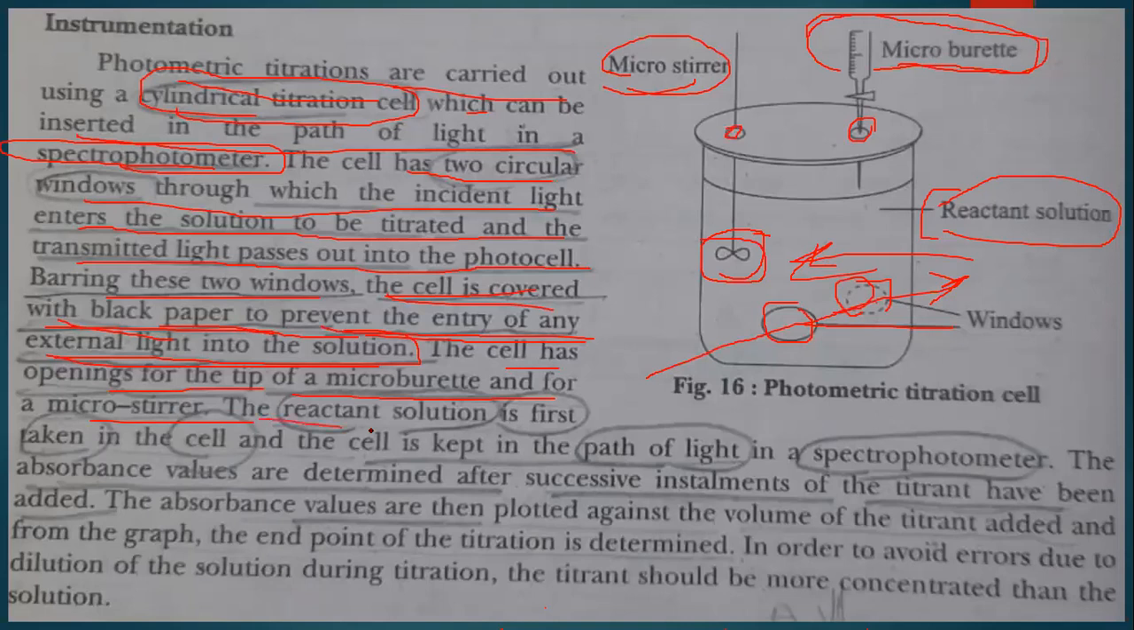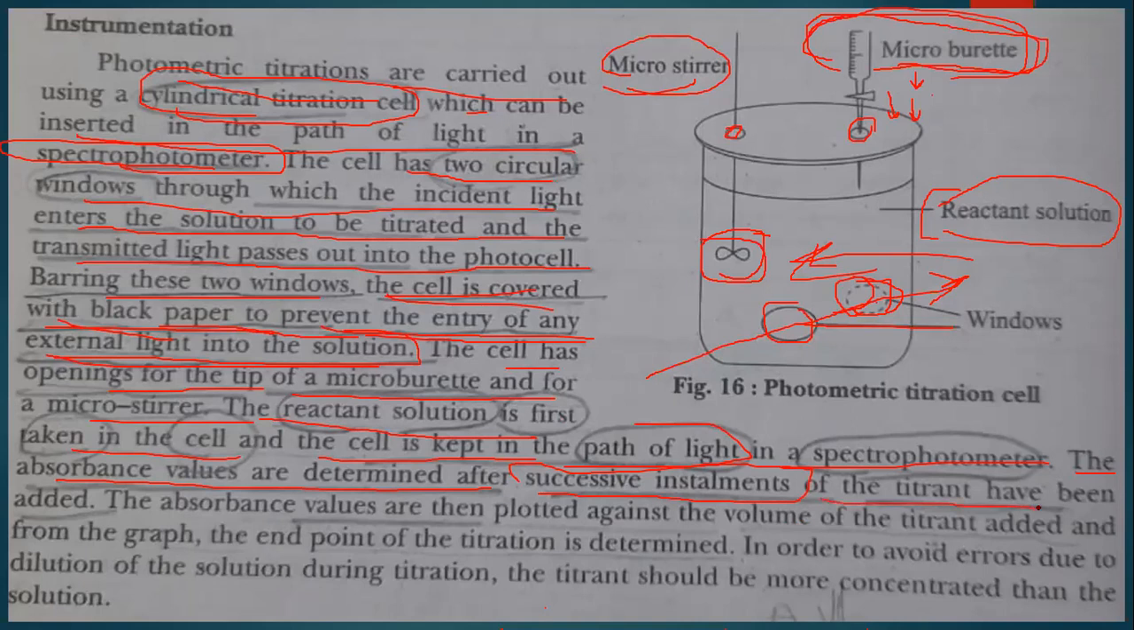Now the reactant solution is first taken in the cell and the cell is kept in the path of light in a spectrophotometer. The absorbance values are determined after successive installments. Each time, you add 0.1 ml or 0.5 ml and measure the absorbance. Wait a little, add a little more, let it stir, then measure the absorbance again. In this way you are measuring the absorbance of light after each installment of the titrant from the microburette. Add a little, stir, and then note the reading of the light that passes through.